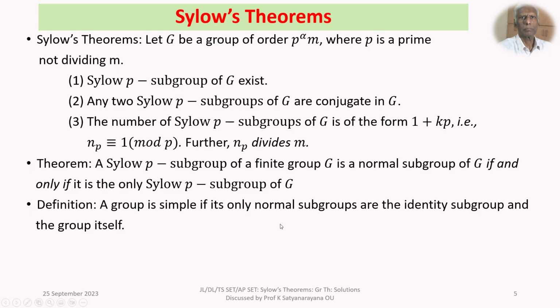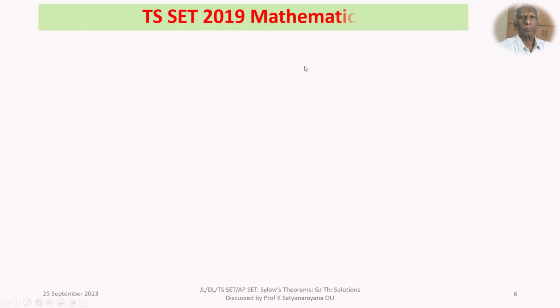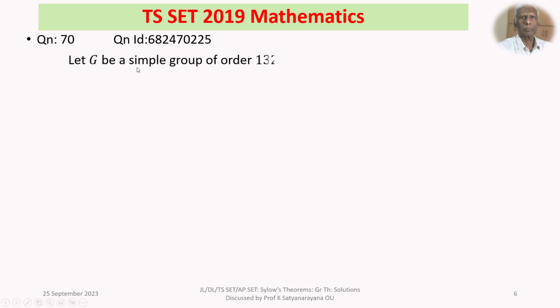This definition is required for us. Now, having known those results, we attempt a question that came in the TS SET 2019 examination. Question number 70, with this ID. The question says: let G be a simple group of order 132. The number of subgroups of order 11 is, how many subgroups of order 11 are there?